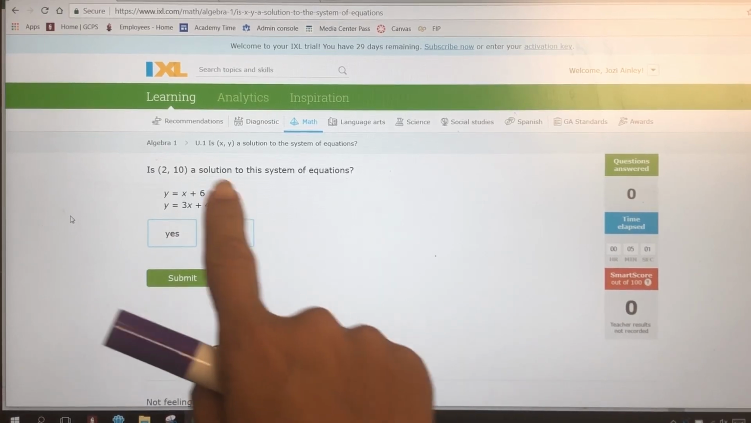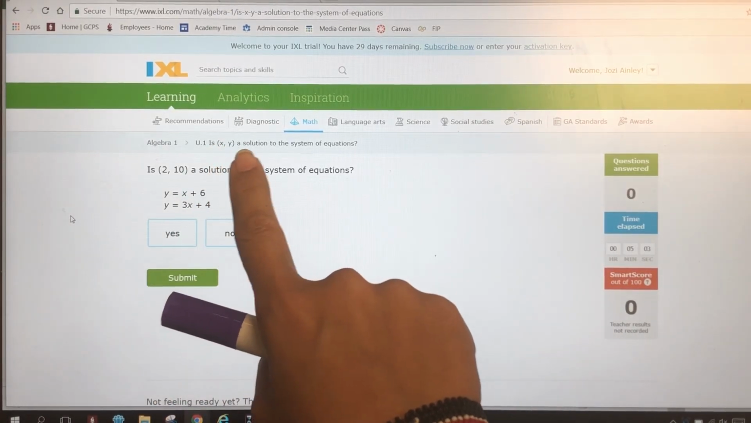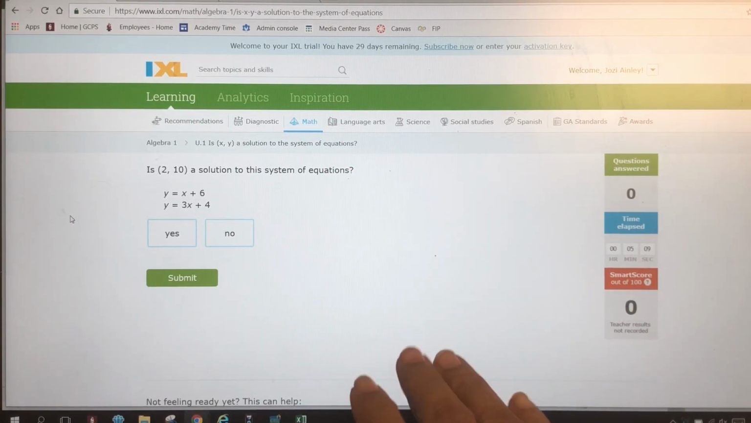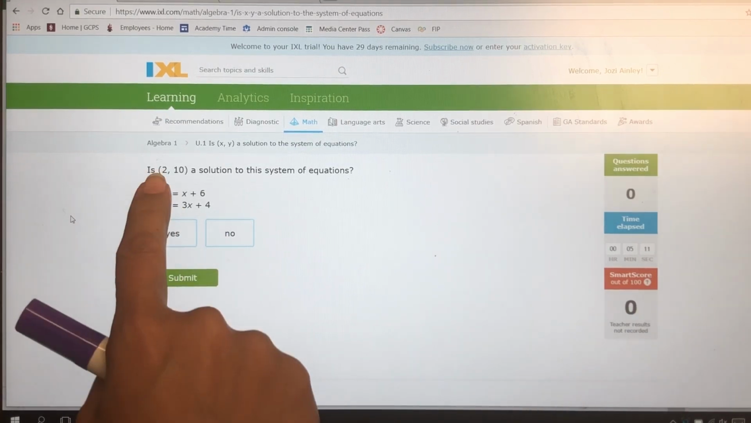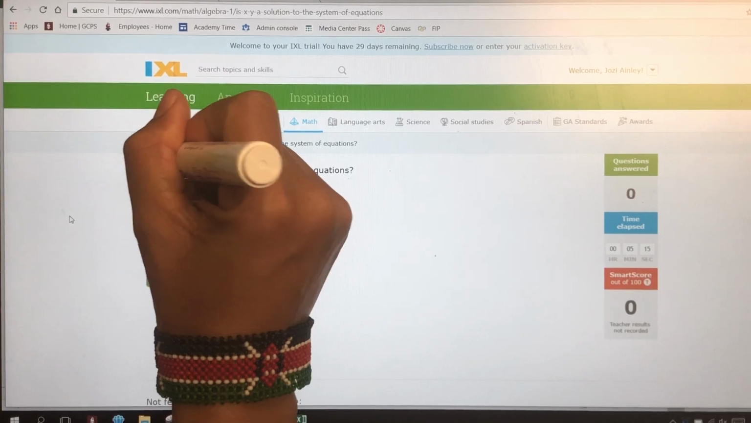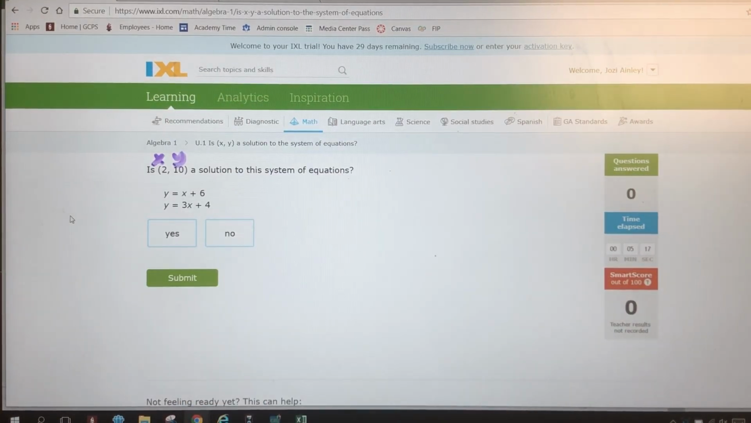All right, we'll take a look at whether (X, Y) is a solution to the system of equations. I'm going to show you a few ways. I'm going to do it by hand, then by calculator, and that way you get to know both. Okay, so is (2, 10) a solution to the system of equations?